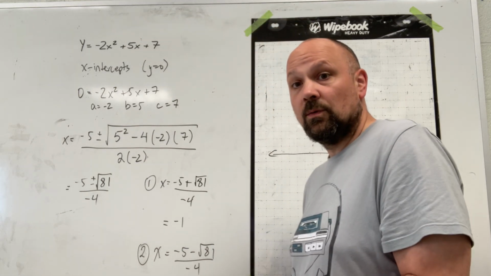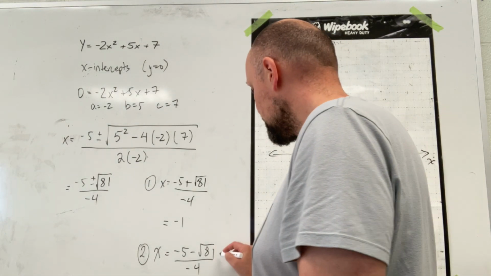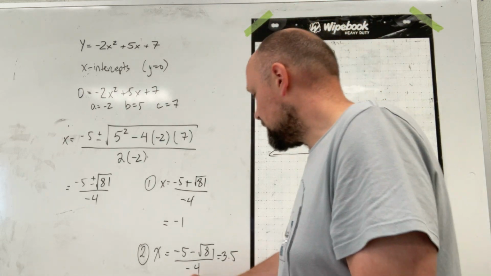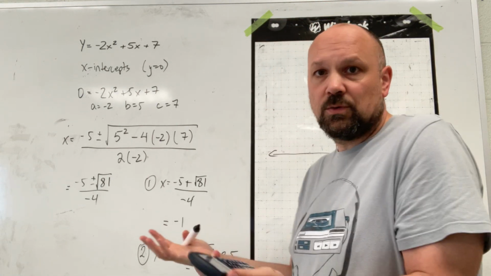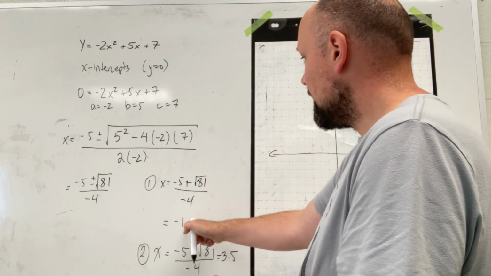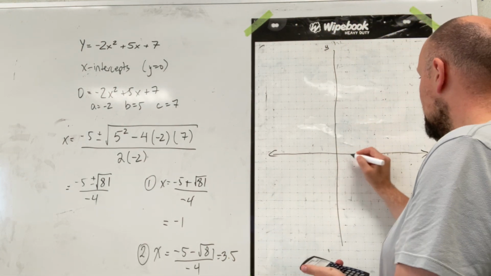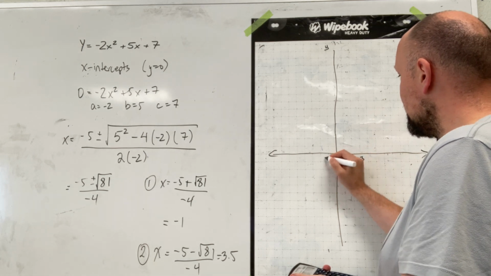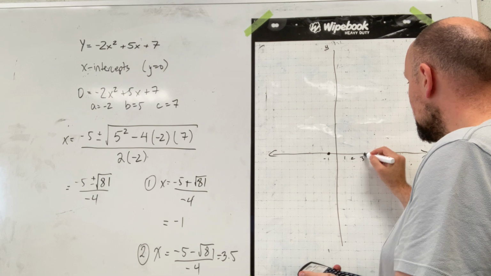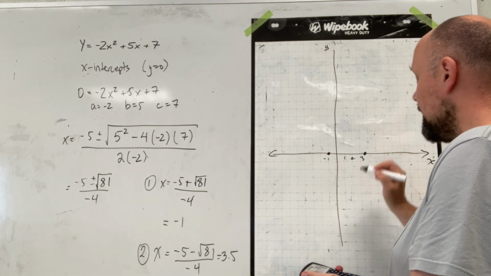All right, and if these aren't nice decimals, then you would just round them because we can only do approximations, right? So -1 is one of the x-intercepts. So x is 1, 2, 3. So -1 is over here, and then 3.5 is over here, between 3 and 4, right?